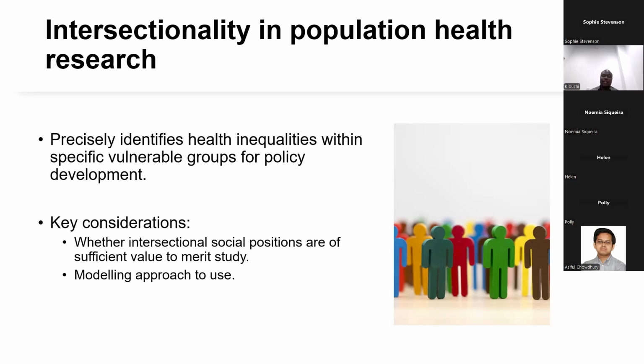First, whether the intersecting social positions are of sufficient value to merit standing. And second, which modeling approach to use. So when I come to whether intersecting social positions are of sufficient value to merit standing, what I imply here is that the social positions are the variables which you want to consider of key importance, both in the literature and also in the community, that drive health inequalities or the health outcome you are considering.